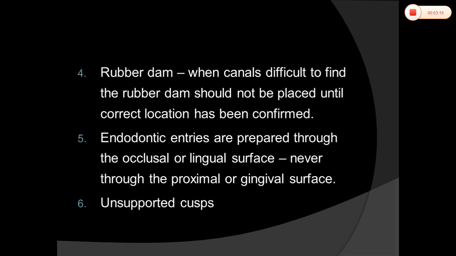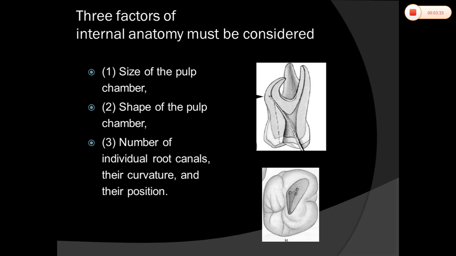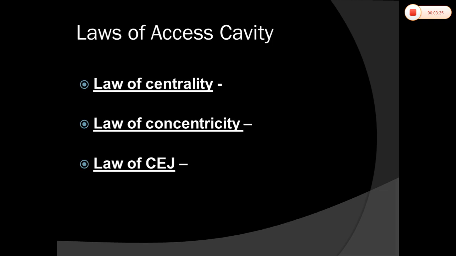And we must apply a rubber dam for isolation purpose, and endodontic entries are prepared through either the lingual surface for anteriors and the occlusal aspect of the posteriors. And unsupported cusp must be covered with the cast restoration or coverage. Hence, there are some anatomical laws for access cavity preparation according to Krasner and Rankow. And first one is law of centrality.